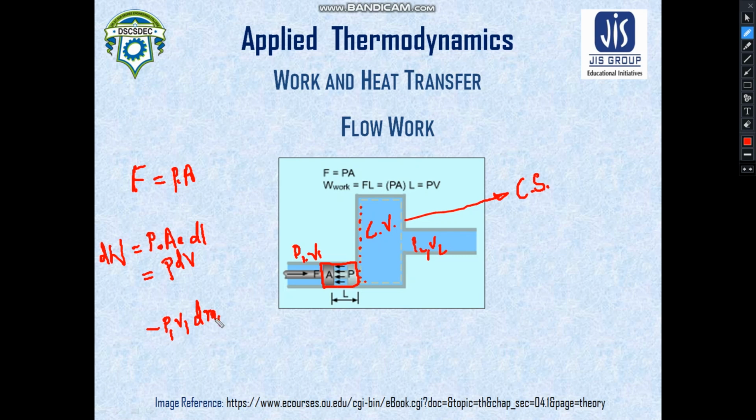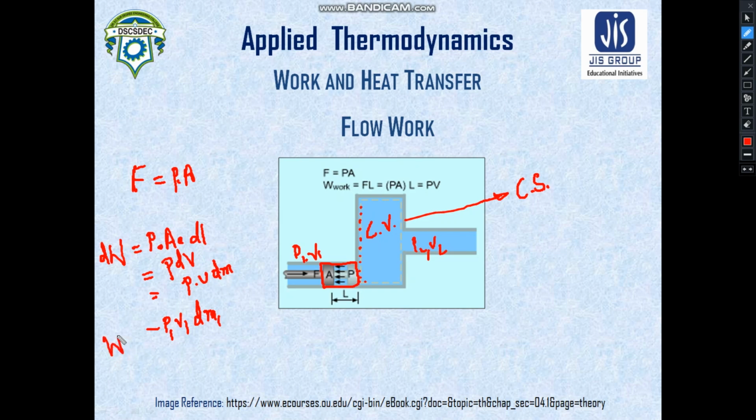You must be wondering where this m comes from. I'm very sorry, this will be P small v dm. The small v refers to the specific volume, and m is the mass flow rate by which the fluid enters the control volume. I think you have understood now.